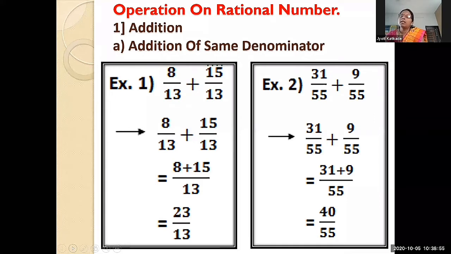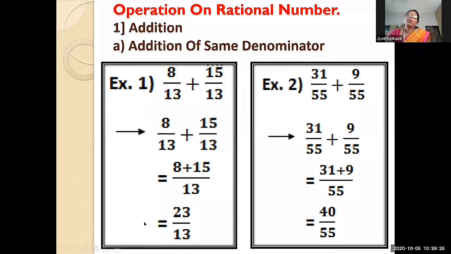Now, I think all of you know the 4 basic operations in math. Which are the 4 basic operations? Addition, subtraction, division and multiplication. These are the 4 basic operations. Now see, first is operation on rational numbers. Which operation is first? Addition. If you have any doubt, then ask me in the chat box.